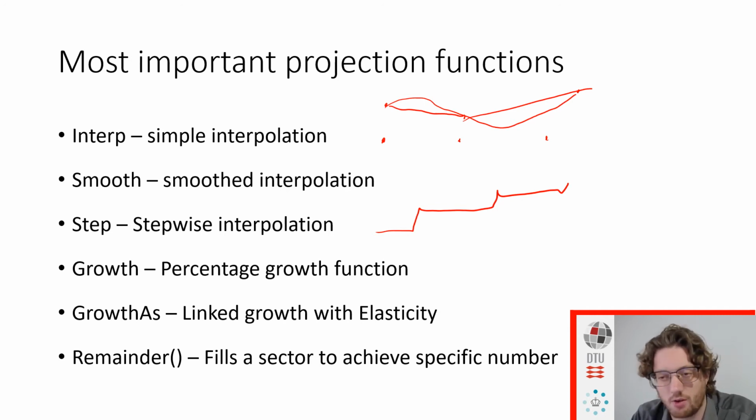Growth is just a percentage growth function. And growth as means it will grow the same as another place, somewhere we have a link. We'll get to that. And then you can implement elasticity. And the remainder, of course, fills a sector to achieve a specific number every single year. Usually that number is 100 when we have to do with shares, but it can actually be anything you want. You can specify that.